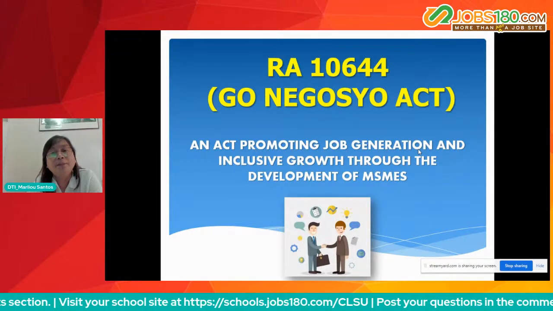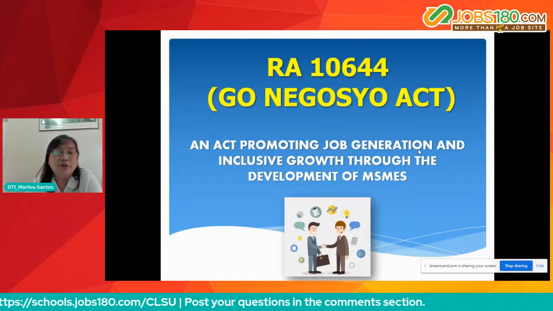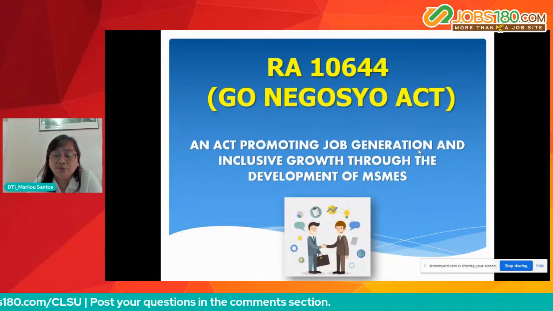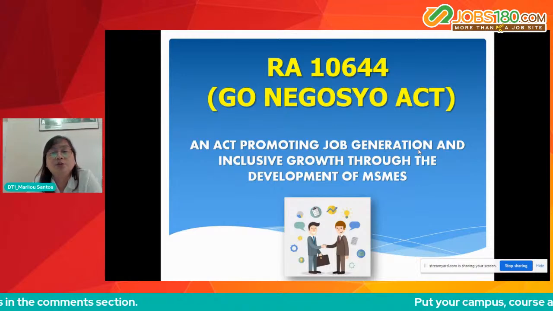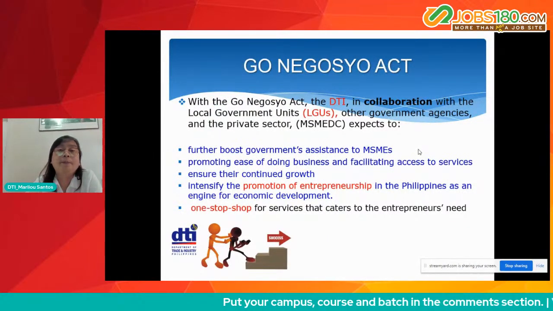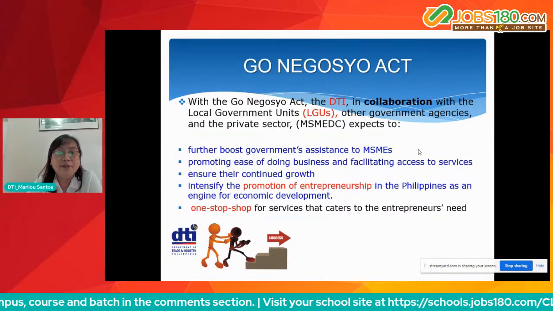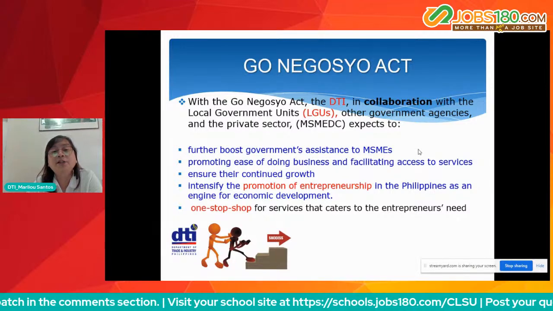So yung ating Republic Act 10644 po, ito po yung Go Negosyo Act, kung saan ito po yung an act of promoting a job generation and inclusive growth through the development of MSMEs. So through this act po, nagkaroon po tayo ng negosyo center. So sa Nueva Ecija po, 25 na po yung ating negosyo center and I'm sure sa ibang provinces, madami din pong mga naka-establish na negosyo centers.